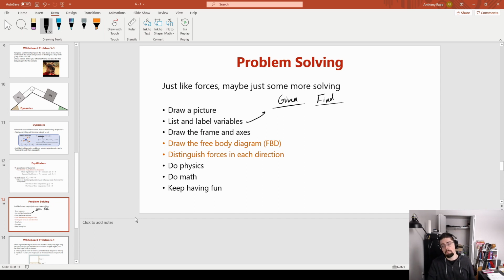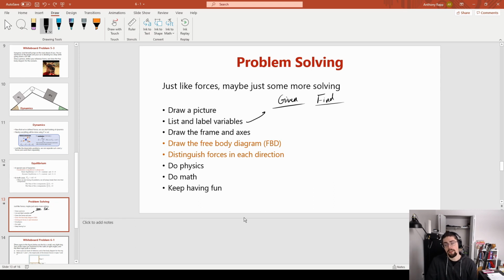Oftentimes, I will start to mix in this step right here. I'll start to think about what forces are acting, which forces of these are my given variables, and I'll start to draw those on my picture. I usually like to draw the axes after I have put my forces on the picture, but you might decide to do it sooner than that. It doesn't matter a ton. Drawing the axes, drawing the forces, all of that stuff is very, very important to do. Make sure you do both of them.